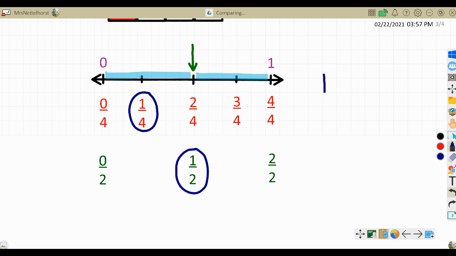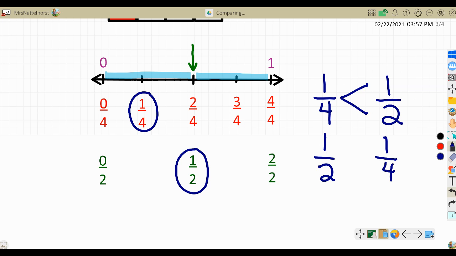So when I write these, 1/4 and 1/2, again, my rule, the bigger denominator is the smaller fraction. So I'm going to put 1 dot there. I'm going to put 2 dots near the smaller denominator because the pieces are bigger. And so it's going to be 1/4 is less than 1/2. Or if I write it the other way, 1/2 and 1/4. That's a 1, not a 7.